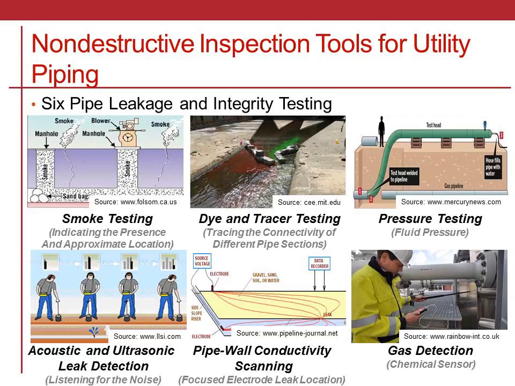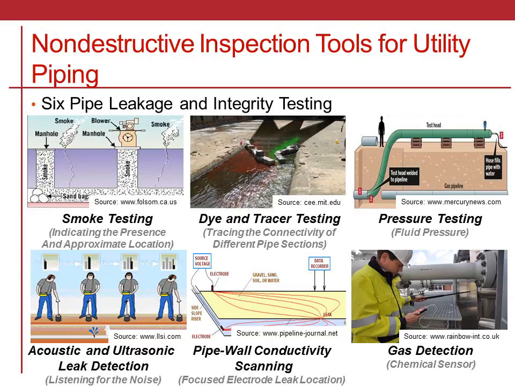The fourth method is acoustic and ultrasonic leak detection. This method involves listening for the noise and vibration that are emitted when flow inside the pipe leaks through the pipe wall. The principle of this method is that abnormal noise or vibration should be detected.